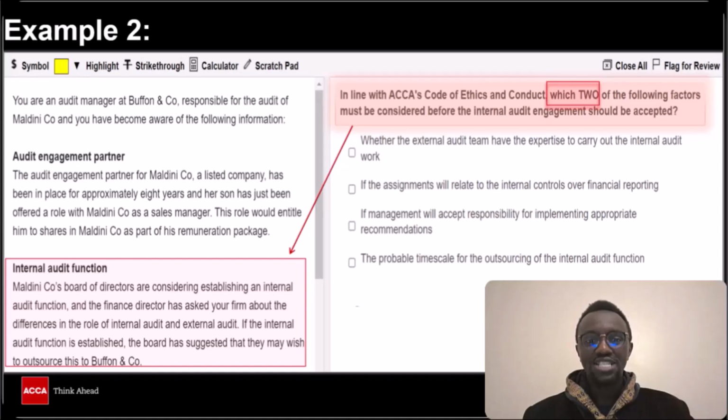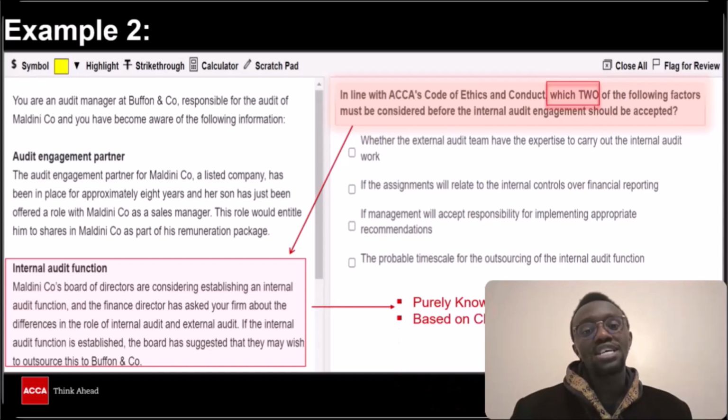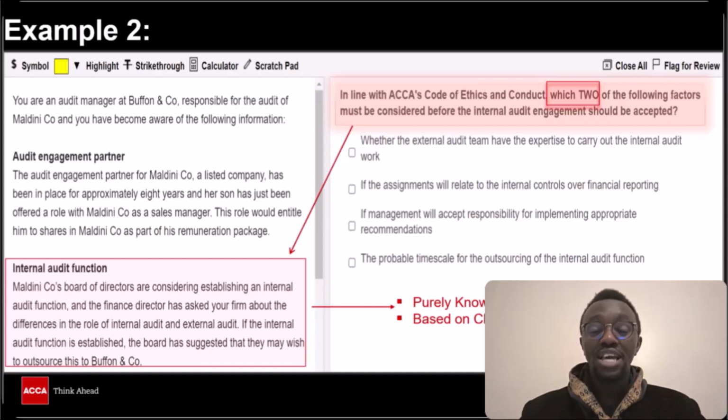I think you got it. I agree with you. It's purely knowledge based, but it's based on chapter 18, the work of others. So if you know that, it would be easy for you to actually get the right two choices. So that's a bit of section A. Let's move on to something else.